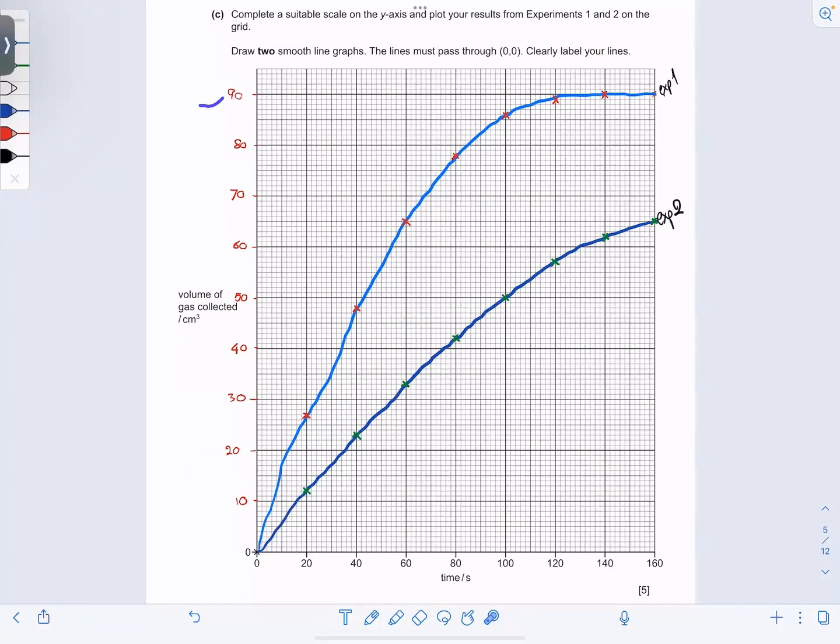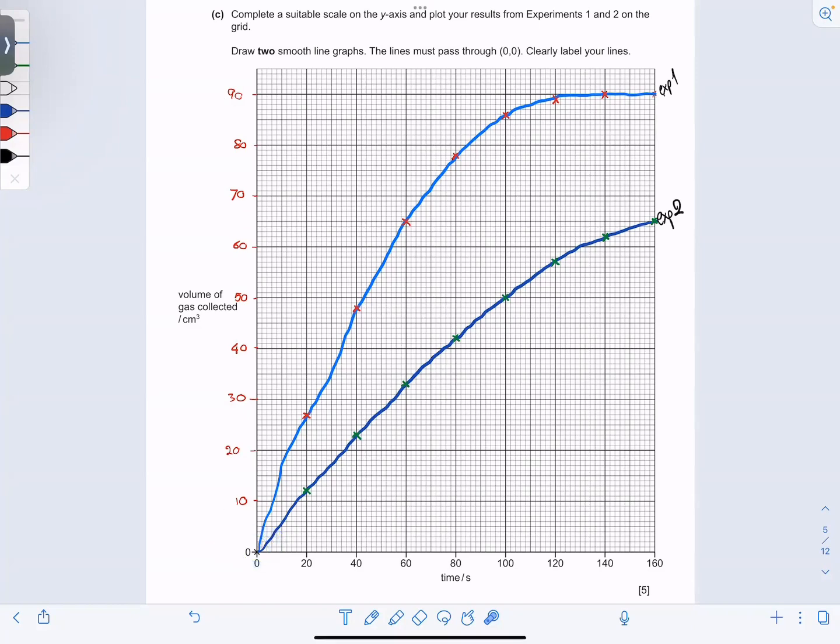This is the best scale you can choose. The curves will look like this. Labeling the graph is very important and it's for 1 mark, and then the best fit curves are for 1 mark. The points are for 1 mark, and starting them both from the origin is for 1 mark.